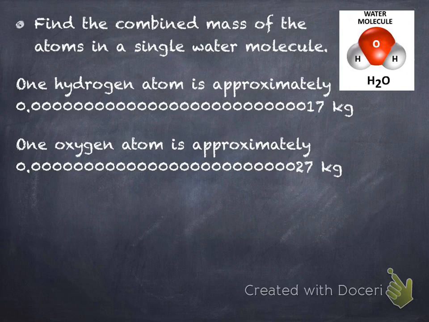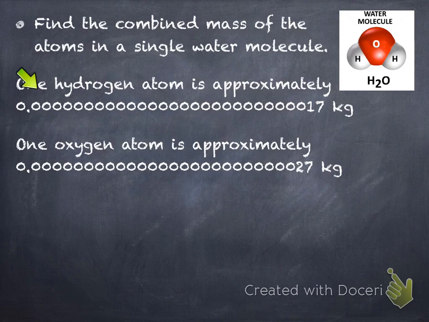Okay, one more example before we get to your exercises in the book, and this one has to do with very small numbers. So if you know anything about atoms, you know that they have mass, but they have very small mass. So here's a water molecule. It's composed of an oxygen atom and 2 hydrogen atoms bonded together, H2O. All right, and so we're going to find the combined mass of all the atoms in a single water molecule.